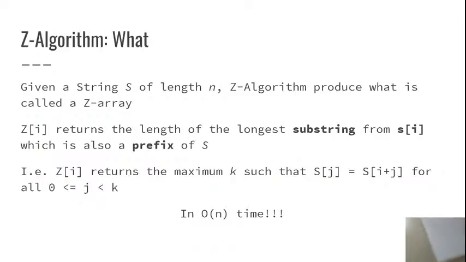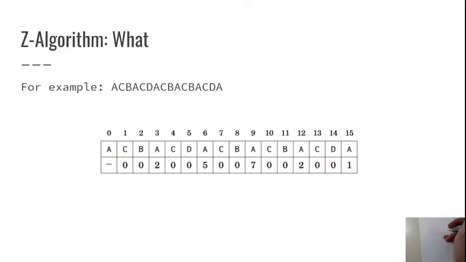Go to the next slide. Okay, cool. This is a better example of what I was trying to illustrate without visual prompts. In this case, we have a string, and every entry in our Z array is counting the length of the prefix starting at the ith position.